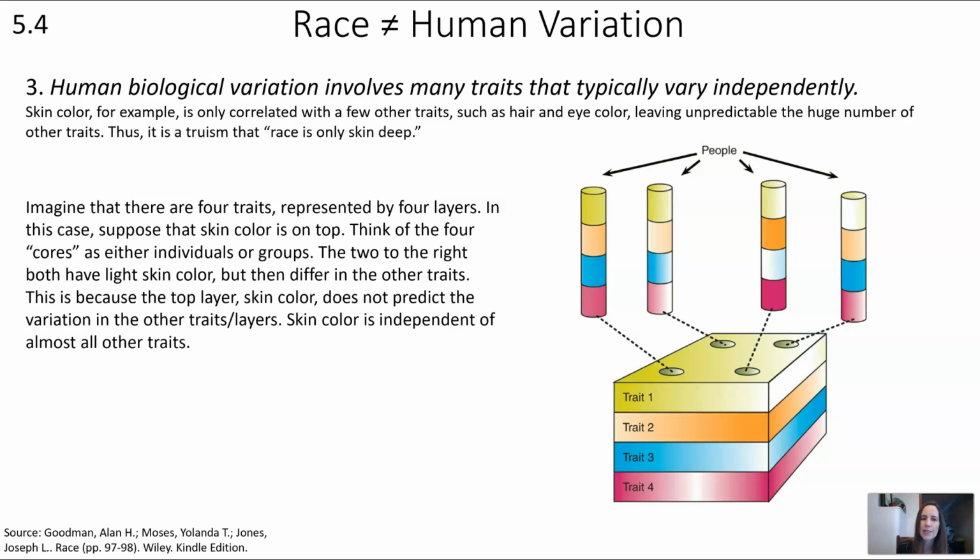In this case, suppose that skin color is on top, and think of these 4 cores as either individuals or groups. The 2 on the right both have light skin color, but differ in all those other traits. This is because the top layer, skin color, does not predict the variation in the other traits or layers. Skin color is independent of almost all other traits. And this visual diagram I think is very helpful, but I hope you also understand, due to Mendel's law of independent assortment, why, like the actual mechanisms of meiosis, multiple traits don't have anything to do with each other.